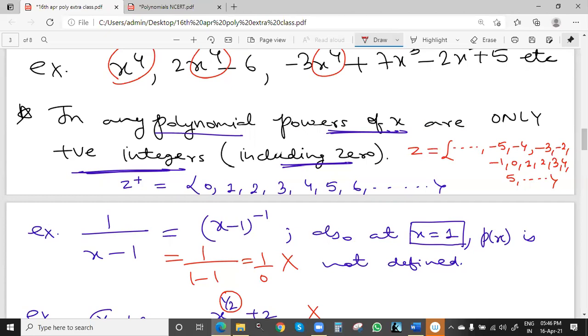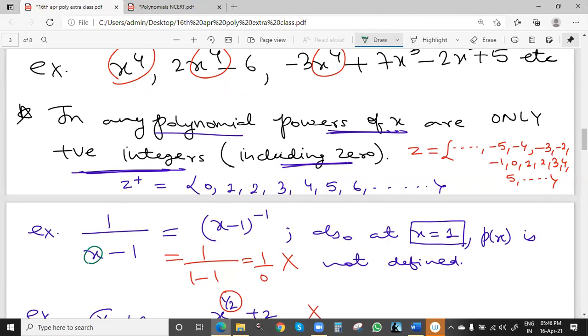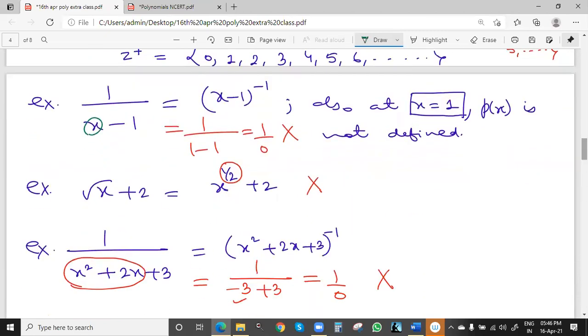Here, if we have 1 by x minus 1, then for x equal to 1, this polynomial is not defined. That's why it will not be called a polynomial. Here the main reason is x to the power 1 by 2. 1 by 2 is a positive number, but it is not an integer. It is a fractional value, so not a polynomial.